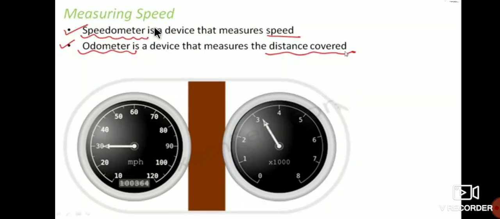So, measuring of speed by using the speedometer and odometer. What do you mean by speedometer? A speedometer is a device that measures speed. And what do you mean by odometer? An odometer is a device that measures the distance covered. The speedometer measures how much speed the vehicle runs at, and the odometer measures how much distance the vehicle covered. So here they are calculated in the form of meter per hour, not kilometer per hour.